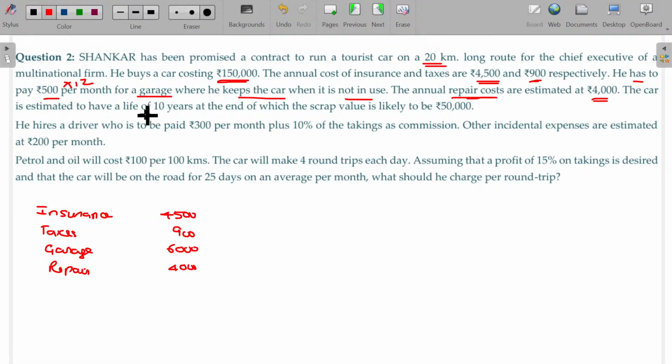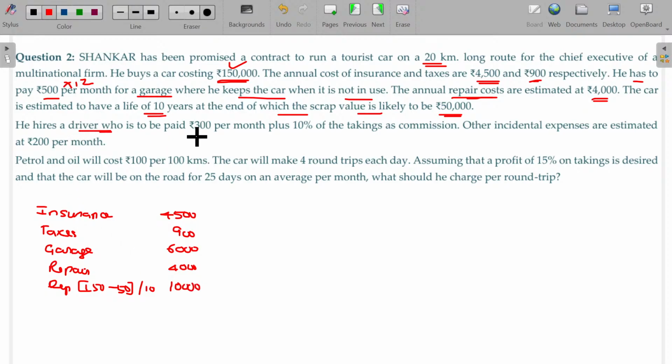The car is estimated to have a life of 10 years, at the end of which the scrap value is likely to be 50,000 rupees. Then you can calculate depreciation also. The car cost being 150, scrap value 50 at the end of life, the life being 10 years. So 10,000 will be the depreciation per year.